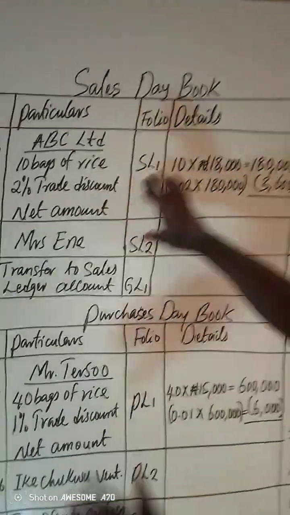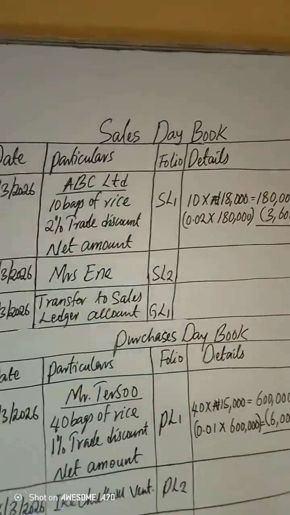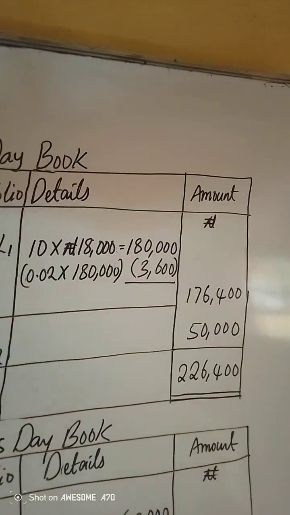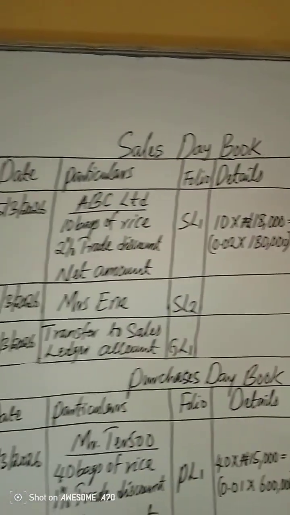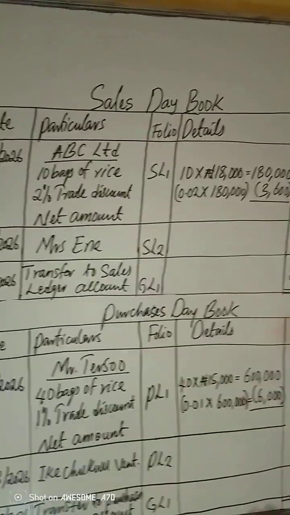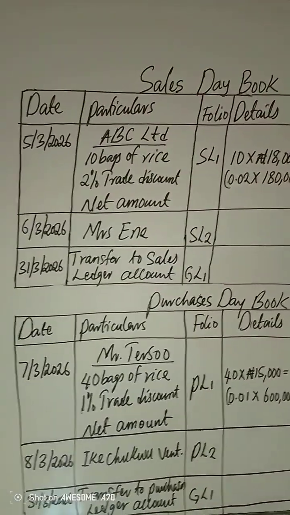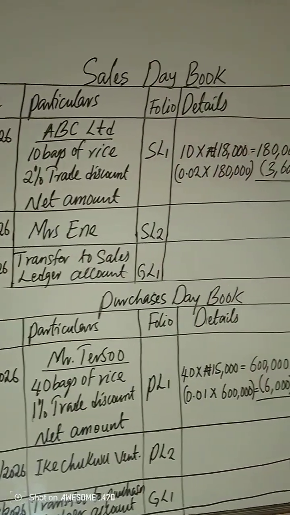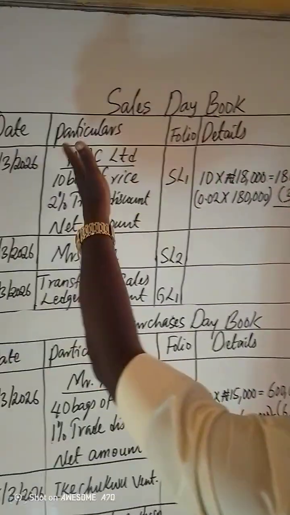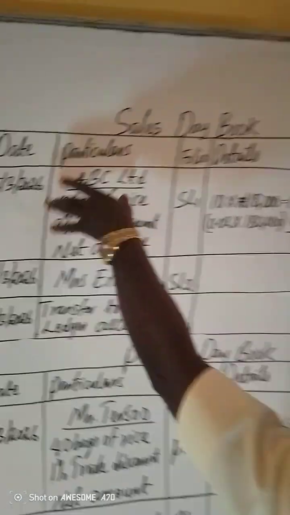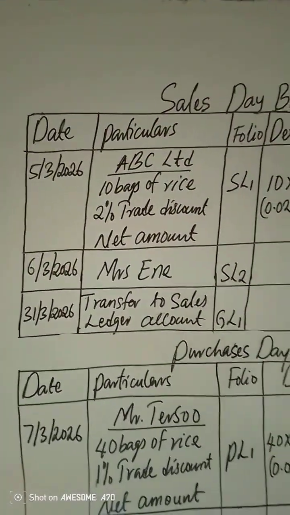This is your sales day book. The sales day book is drawn in this way. We have the date, the particulars, the folio, the details, and the amount. You come here, there's nothing like debit and credit. That is why the sales day book is a bit straightforward compared to the cash book or the journal proper, because there's no debit and credit. It's one single recording whereby you have the date, the particulars, the folio, the details and the amount. First, in the details, you have to put the name of the customer on top.